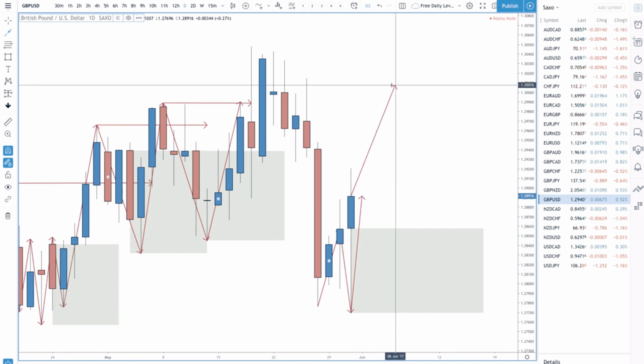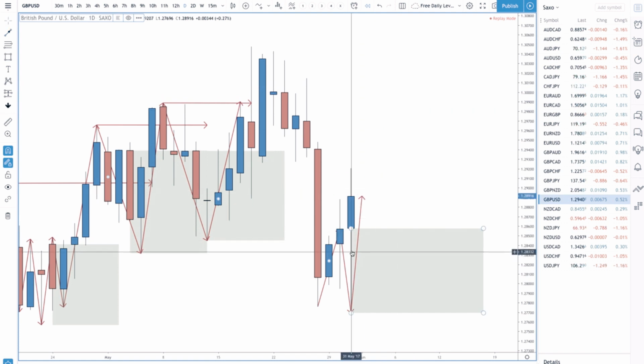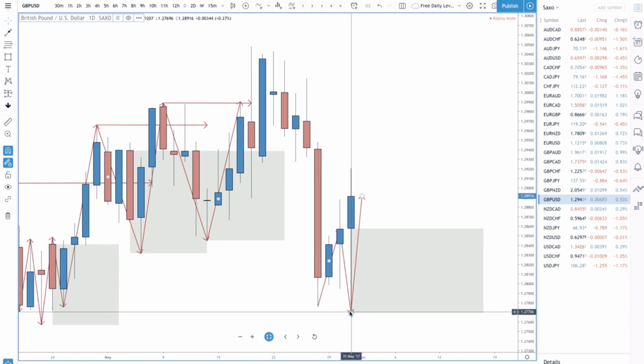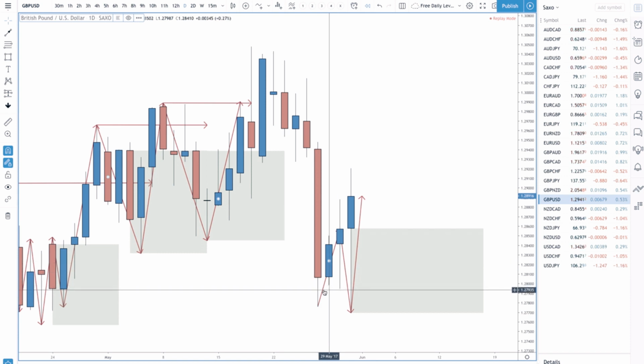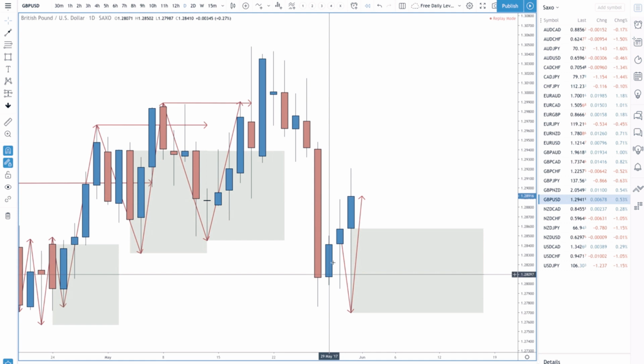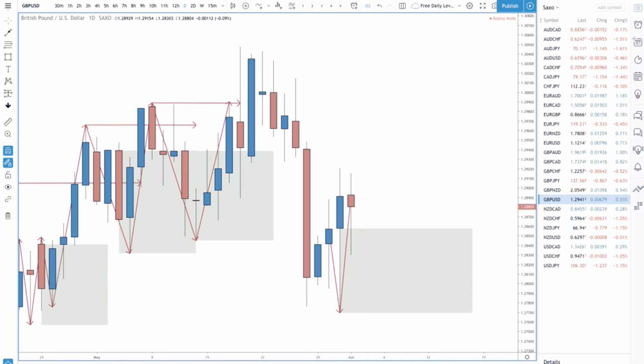We still want a bit more proof to show that this is going to be a strong area of demand, but I do like this. Now this isn't necessarily a higher high, higher low, as this went lower than the previous low. With that being said, this is probably going to be the start of a move, and hopefully we can get some more higher highs.